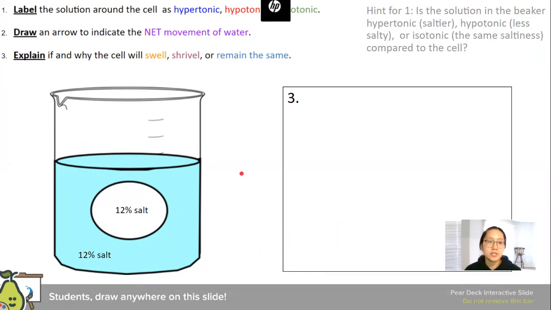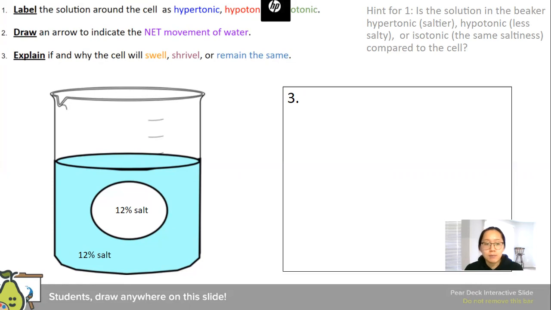Okay, and the next question here, again, you're going to be doing the same 3 steps. Label the solution as hyper, hypo, or isotonic. Draw an arrow for the net movement of water. Is it going in, out, or is there zero movement? You can draw in and out if you need to. And explain if and why the cell will swell, shrivel, or remain the same.